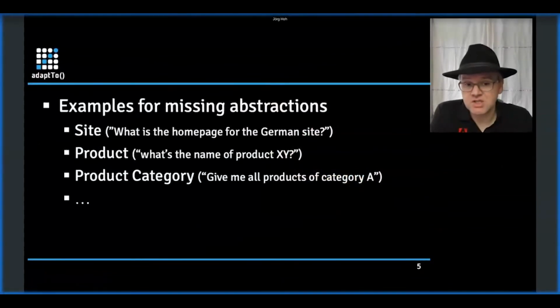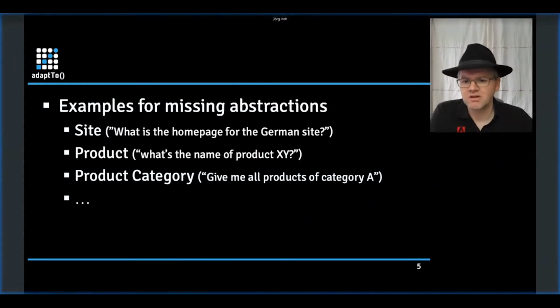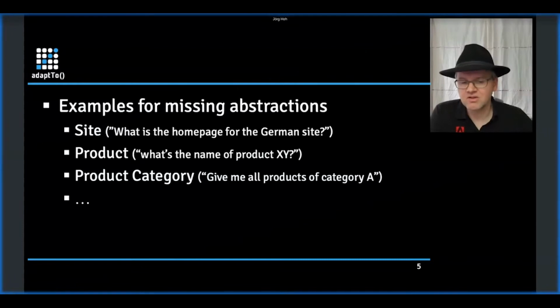So missing abstractions, there are a lot of them. First of all, the site, which is quite obvious. There is AEM Sites as a module, but there is no site. No site class, no site object, no site abstraction. You just have a bunch of pages and you just say, okay, this one is a home page, this is a product page, and these are product category pages, but there are no such things in AEM projects.